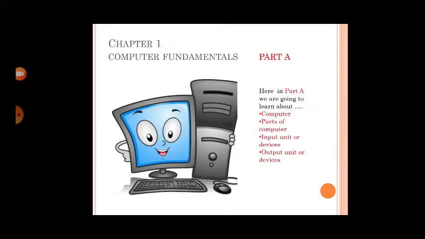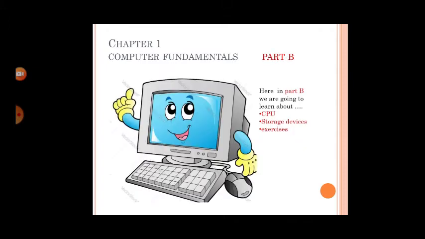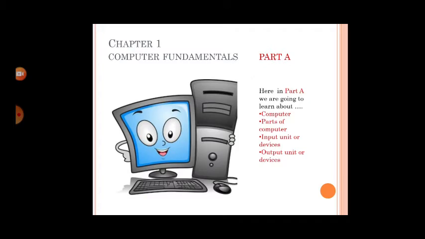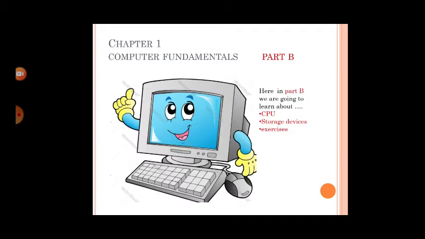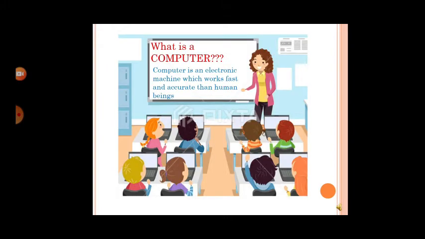So let us begin with chapter 1, computer fundamentals. Computer fundamentals is just basics of computer. I have divided it into two parts, part A and part B. In part A, you are going to learn about what is a computer, uses of computer, then parts of computer, then input devices and output devices. Then in part B, you're going to learn about the CPU, that is central processing unit, and the storage devices, with some exercises. While doing exercises, please keep your textbook with you. So let us begin with what is a computer.